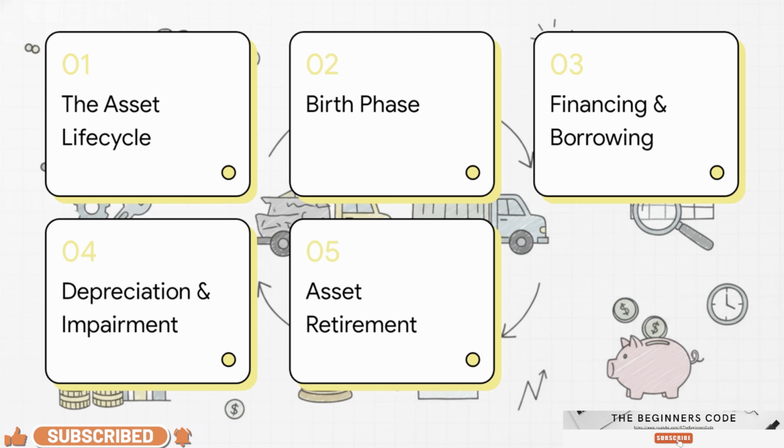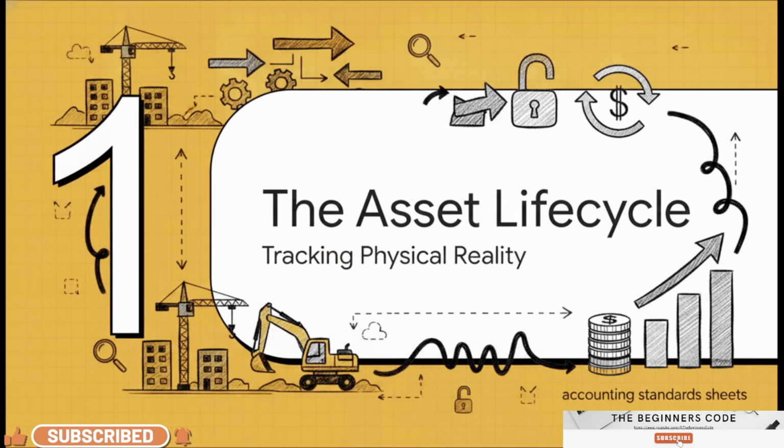Here's a quick look at our roadmap. We'll kick off with the overall asset lifecycle, move into the birth phase of construction and cloud, look at how we finance these things, tackle the midlife realities of depreciation and impairment, and then wrap up with the death stage, which is asset retirement obligations. All right, part 1, the asset lifecycle. This is all about tracking physical reality right on the balance sheet.